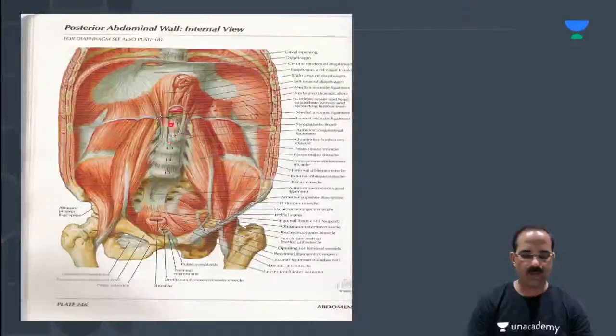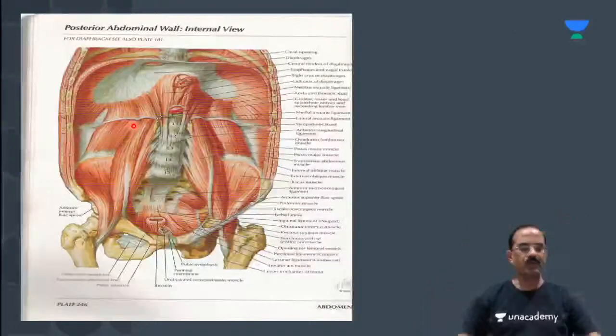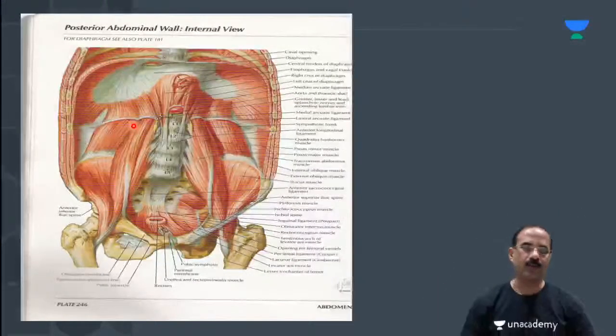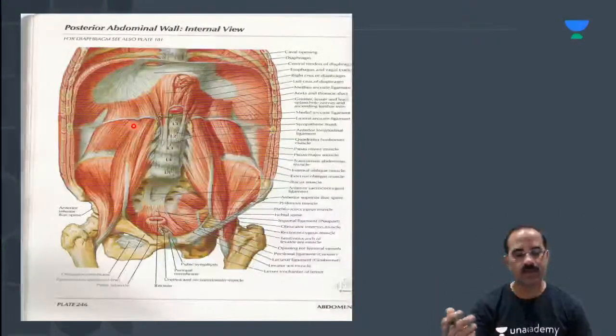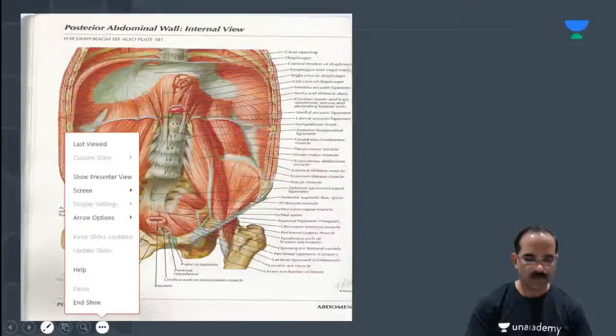So the right and the left crus, the medial arcuate ligament and the lateral arcuate ligament, all of this is going to give origin to the diaphragm. So this is the vertebral origin of the diaphragm. Fine. So we place an organ here, and what does this organ become? The kidneys, right? So all this becomes the posterior relation of the kidneys.